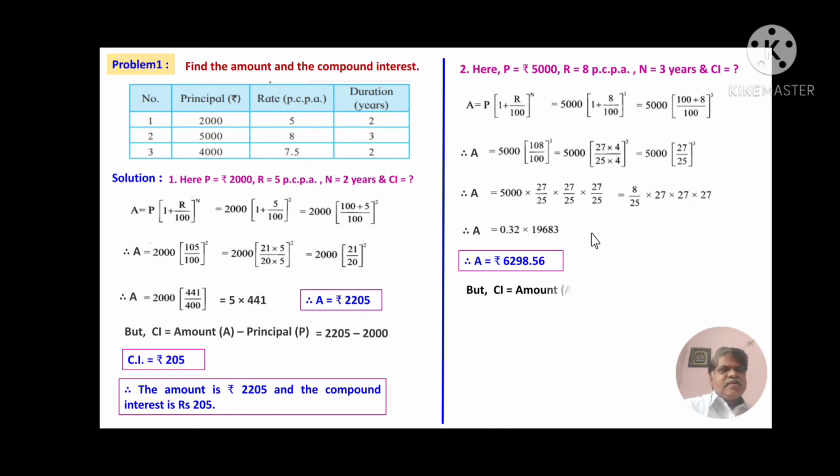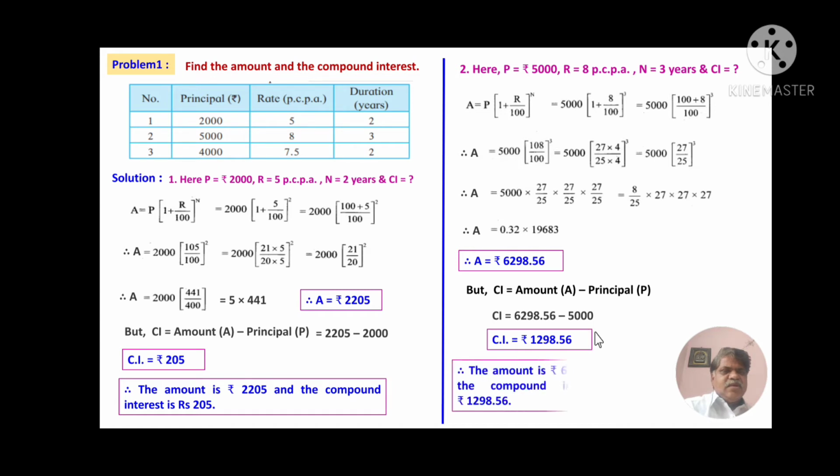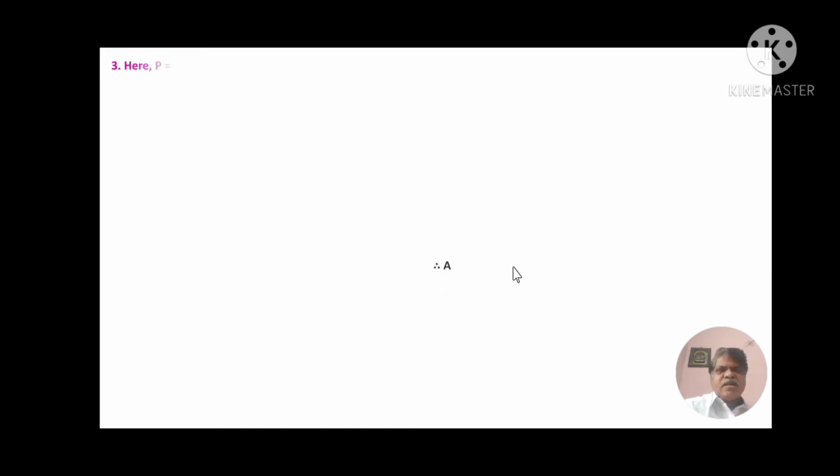But friends, CI is amount minus principal. Now we'll substitute the values. So we get CI is equal to 6298.56 minus 5000. That leads to CI is equal to rupees 1298.56. Friends, therefore the amount is rupees 6298.56, whereas the compound interest is rupees 1298.56. I think you got this one. Let us continue with problem number 3.